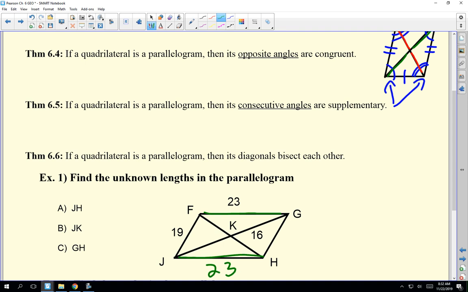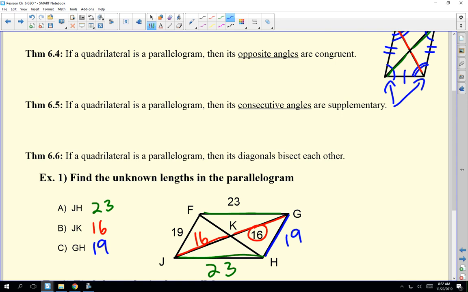And JK, where's JK here? JK is half of this guy right here. So JK would have to be 16 as well. So JK is 16, JH is 23, and then GH looks like it's opposite FJ over there. So GH is going to be 19, because opposite sides of a parallelogram are not only parallel but congruent.